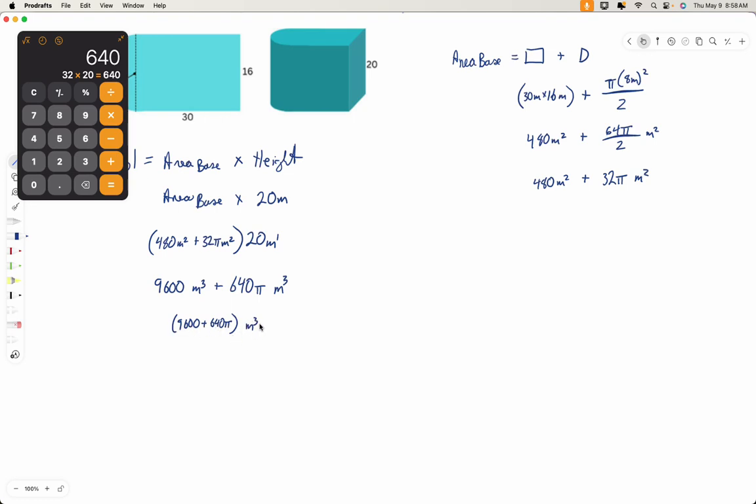And all this really tells us is that we distribute the meters cubed to everything inside the parenthesis. So everything inside the parenthesis is meters cubed. And this is how you would write your answer. And this is the last one for quiz 21.